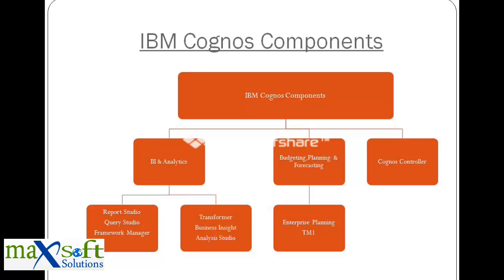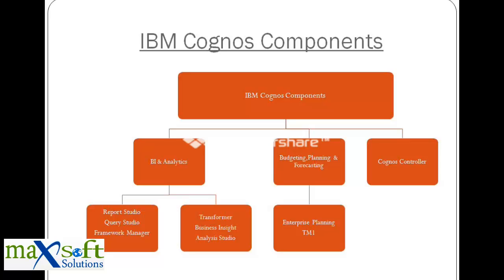But that is not of our interest. Our interest is in how we should be doing, that is budgeting, planning, and forecasting. For budgeting, planning, and forecasting, IBM has two tools. One is Enterprise Planning, which is the traditional tool that IBM had, and the other is TM1, which is the newly introduced component in the budgeting planning module. Right now they're not pitching Enterprise Planning aggressively. It's just TM1 that is being used for budgeting, planning, and forecasting.